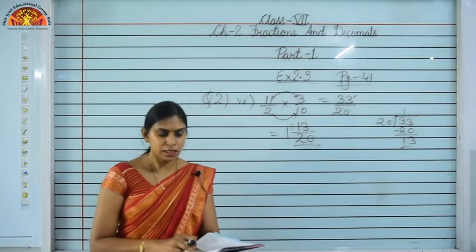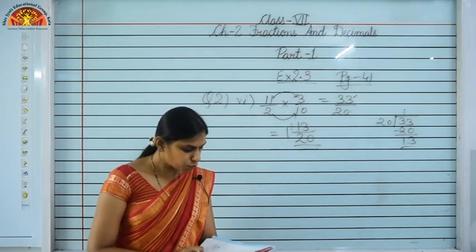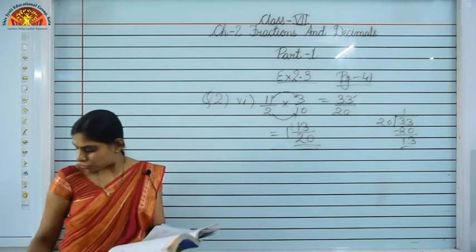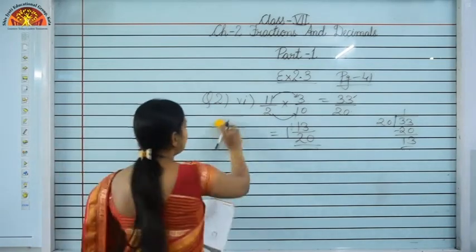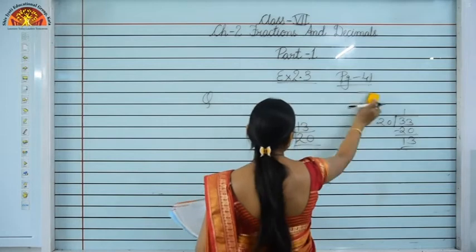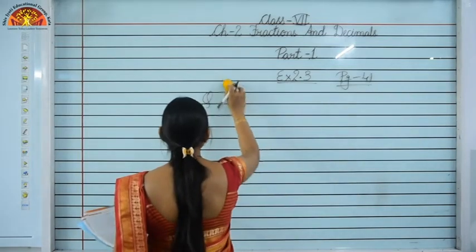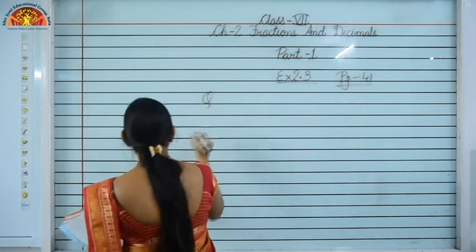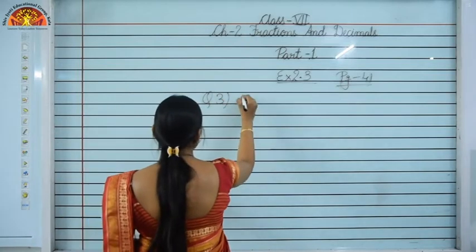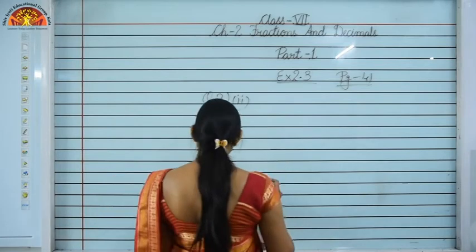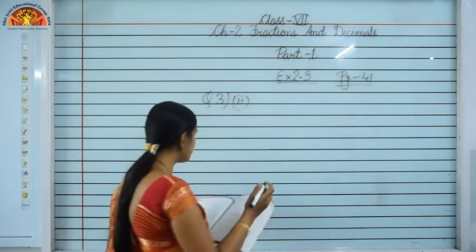Now, just see question number 3, okay, that is the second part. I hope children that you are able to understand. Question number 3, second part. Multiply the following fractions. What you have to do? You have to just do the simple multiplication.